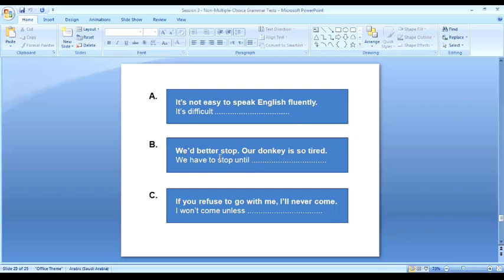So look at number B. We had better stop. Our donkey is too tired. We have to stop until, and so on. So what is the problem with this question? C: if you refuse to go with me, I will never come. I will not come unless, and so on. What's the problem? Why is this unsatisfactory? You have to prove that and show me why it's unsatisfactory.